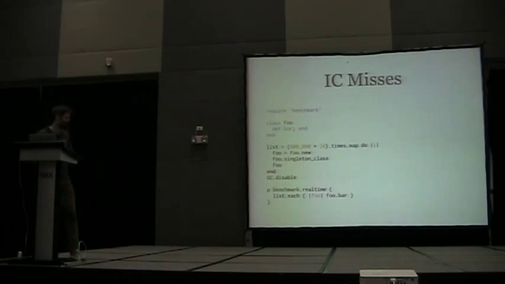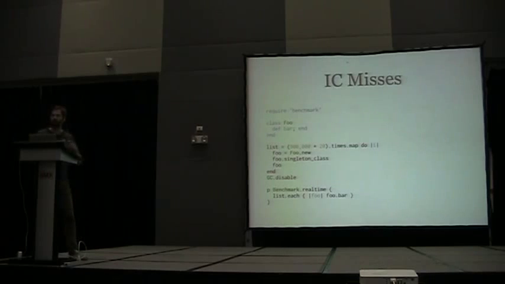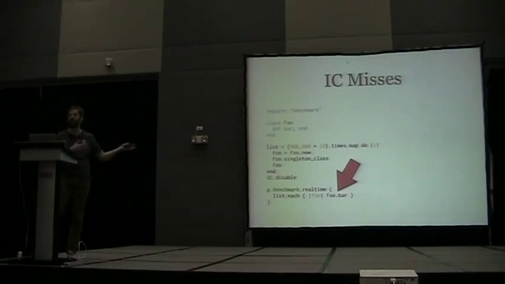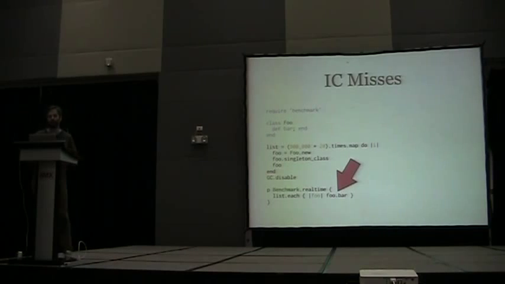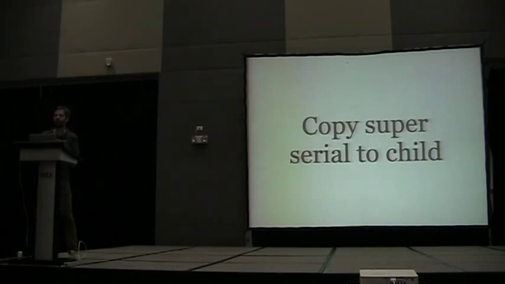So I put together a benchmark test. If you look at this benchmark, what I do is create a whole bunch of objects where we access the singleton class, and then just iterate over them. You'll see right here, this is the call site where the inline cache would miss, because every single one of these objects has a different serial number. So I decided that, since we know no methods are added, why don't we just copy the serial number from the superclass down to this anonymous child class? We'll just copy that serial number to the child.